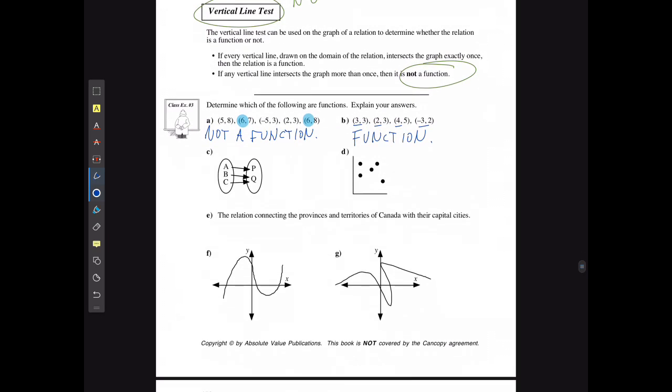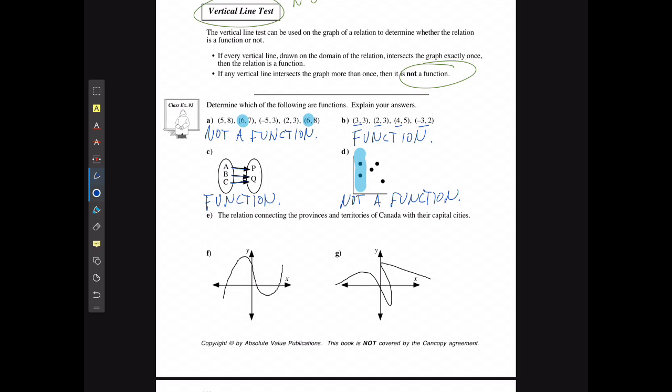For example C, I have one arrow coming out of A, one coming out of B, one coming out of C. It is a function because every point on the left side only has one arrow coming out of it. When I get to D, this is not a function because it fails the vertical line test.